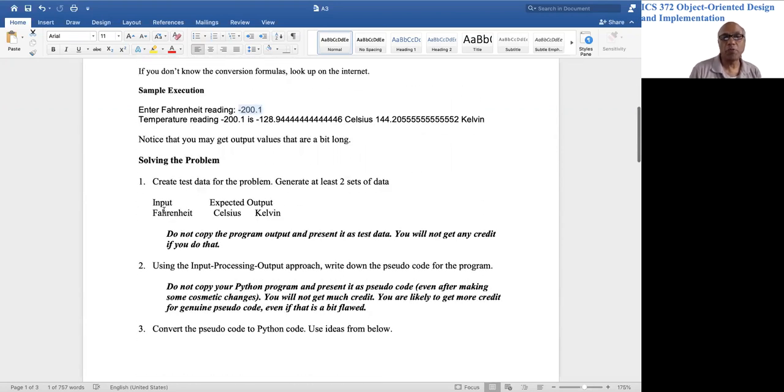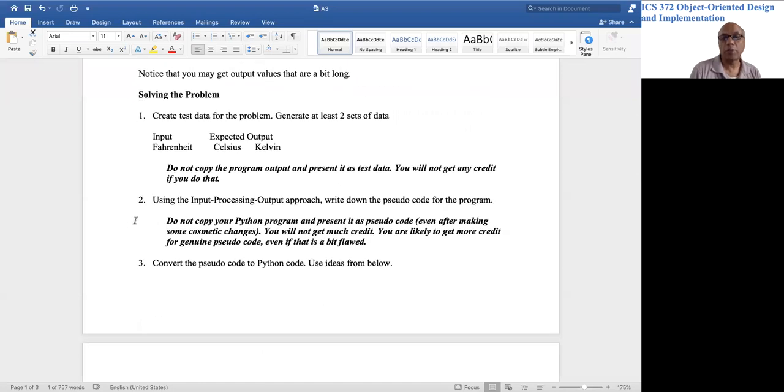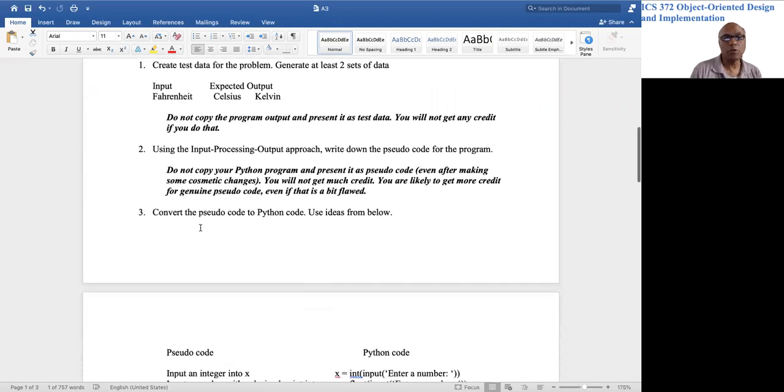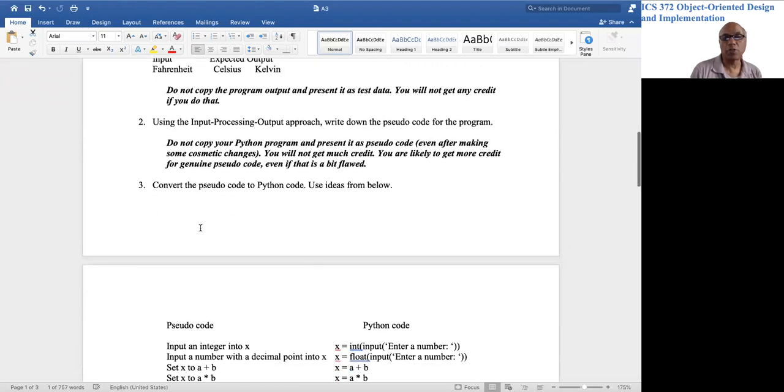Notice that you need to provide test data, at least 2 sets that you can use later to test your program. Don't copy the program output and consider it test data. You will not get any points. Similarly, don't copy your Python program and say that is your pseudocode. So again, no credit if you do such things.